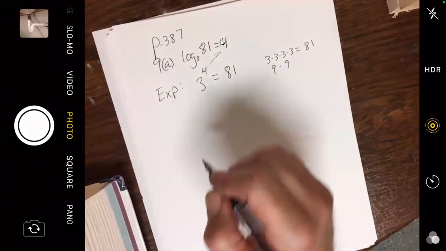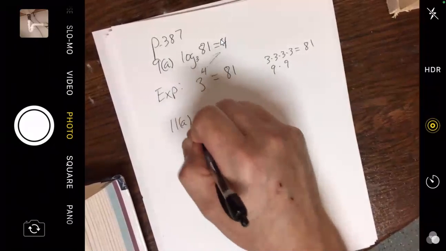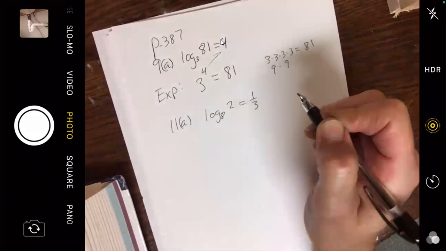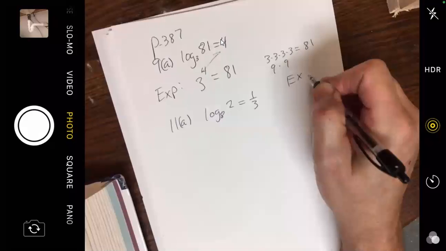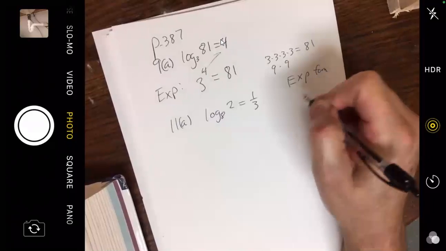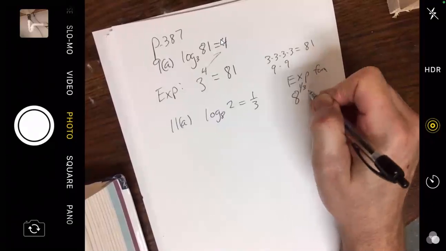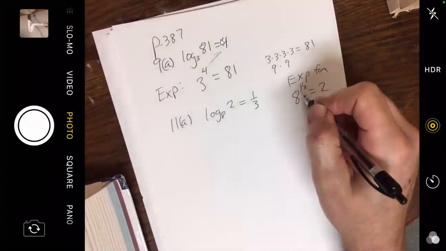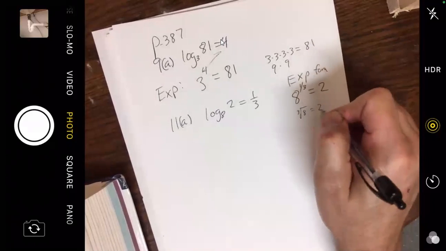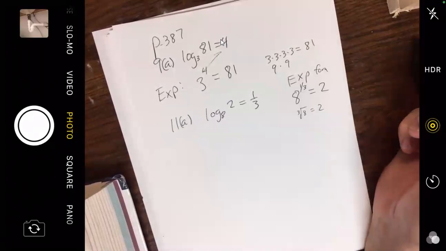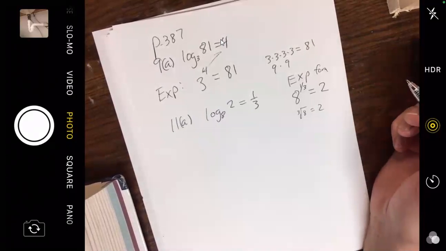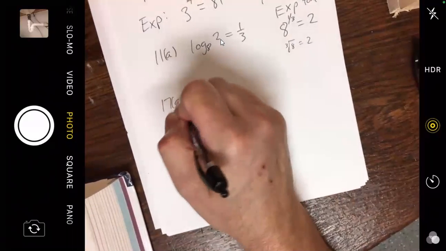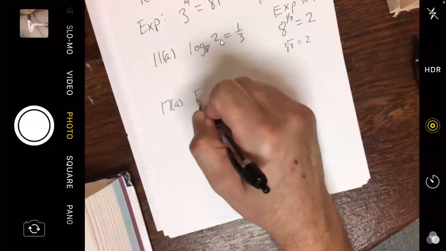How about 11a? Log base 8 of 2 is equal to 1/3. Your exponential form would take 8 to a 1/3 power equals 2. You remember an 8 to a 1/3 power is a 3rd root of 8, and that does indeed equal 2. All right, if you go down to 17a, express in log form.